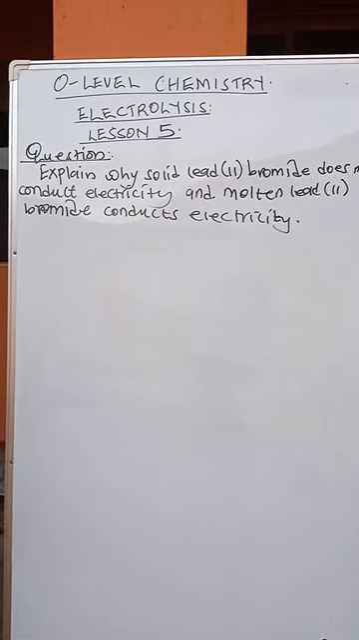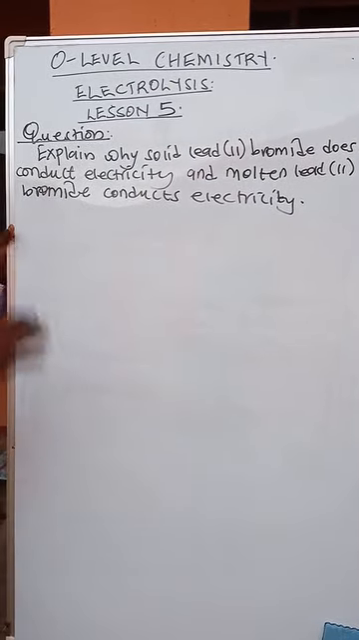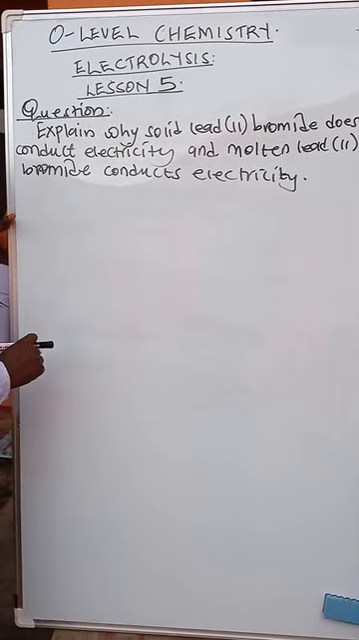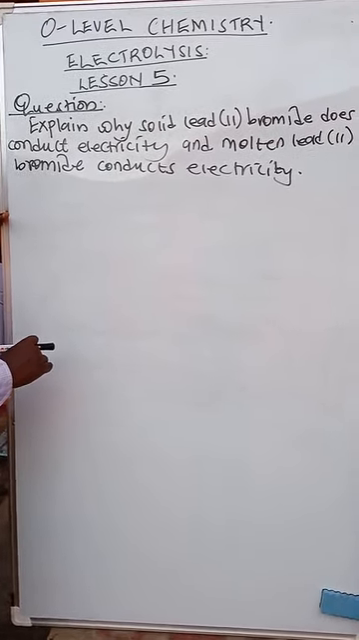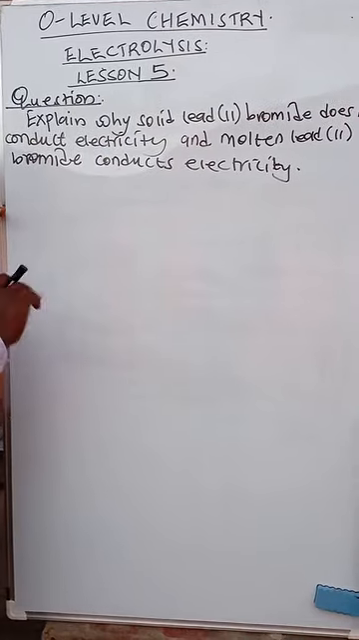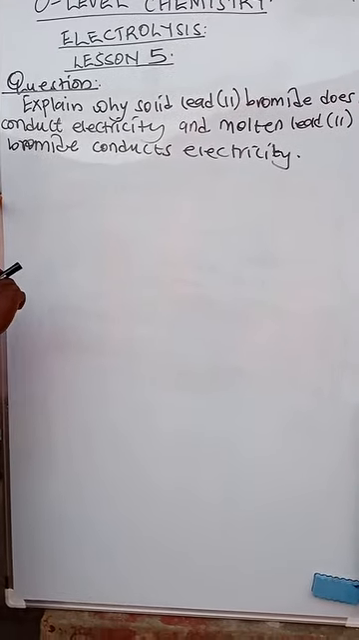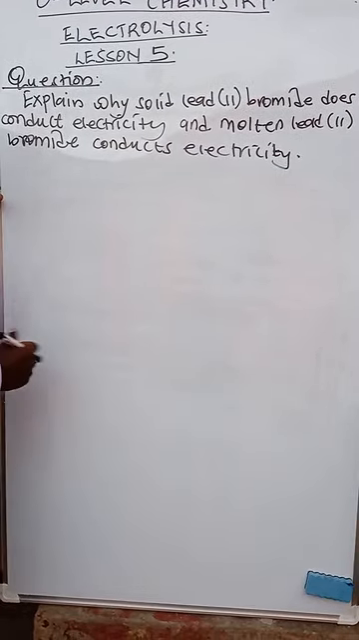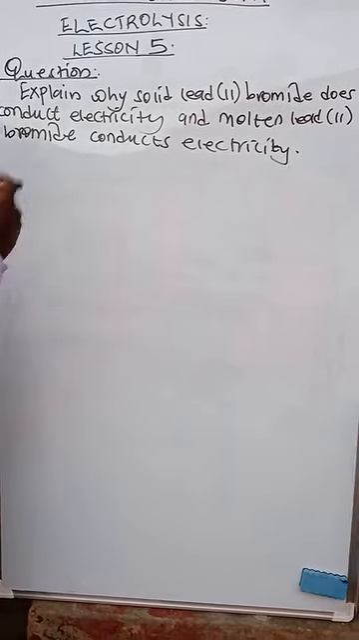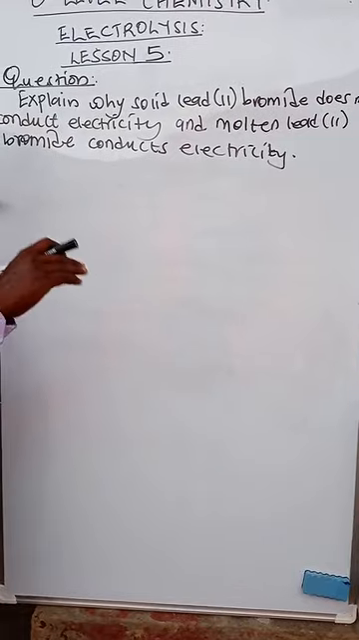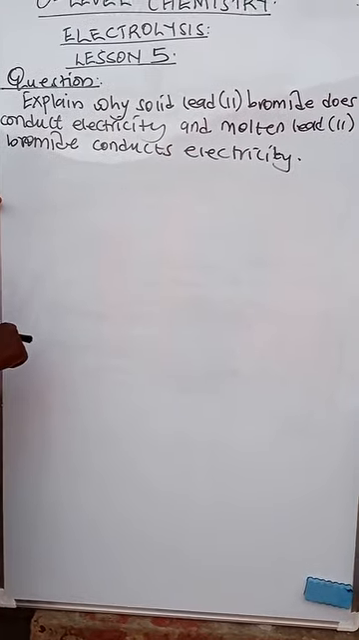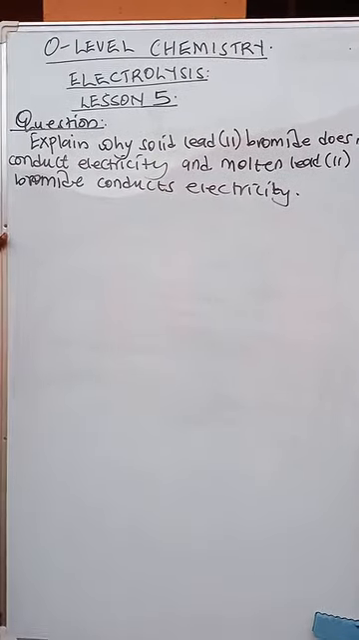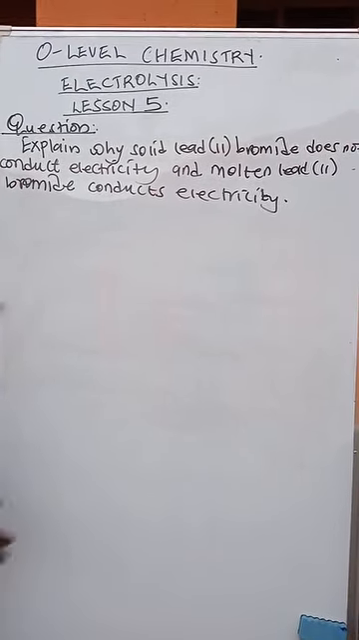Remember, we have already explained why solid ionic compounds do not conduct. Lead(II) bromide is an example of an ionic compound. Lead is a metal, and bromine is a halogen, a group 7 element. When it gains electrons, it forms the bromide ion, a negatively charged ion. So lead(II) bromide is an ionic compound.